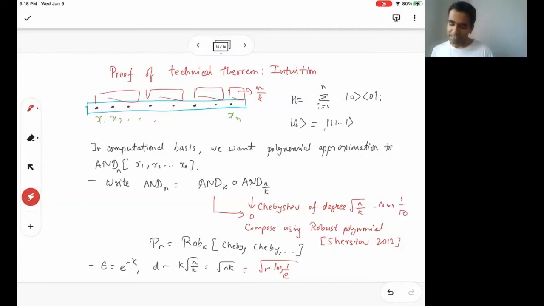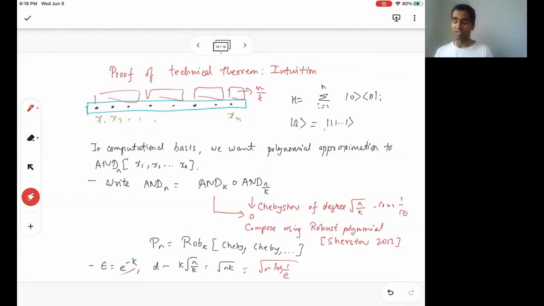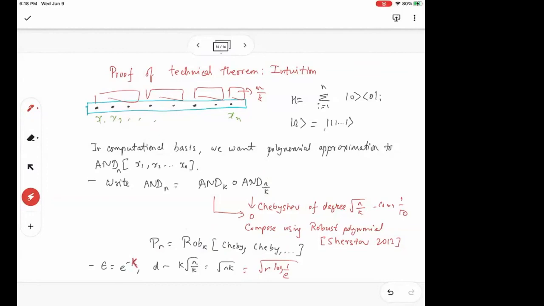Right, so basically I'm taking these inner approximations, and to put them together, I'm taking the robust polynomial. Right, but that just preserves the error, right? The error doesn't increase. Oh no, that actually decreases the error exponentially. It makes the error e to the minus k. Oh, it decreases the error.